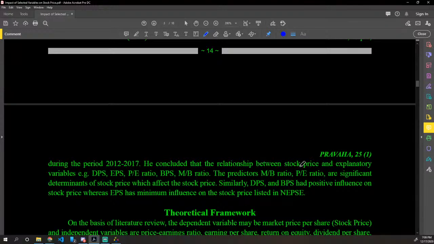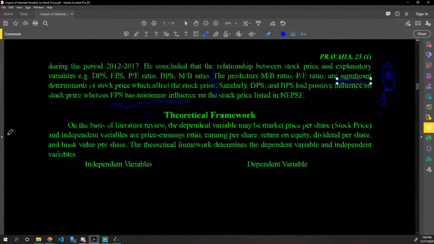The predictors market value, PB ratio are significant determinants of stock price which affect the stock price. Okay. Similarly, DPS and BPS have positive influence on stock price, whereas EPS has minimum influence on stock price. Okay, comparatively. It's not like it does not have any influence. So I think it's just a bit of positive thing, but the coefficient is a bit less. That's what it should be.